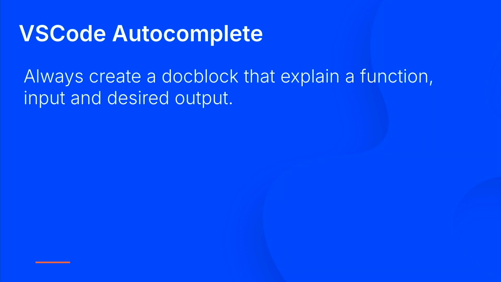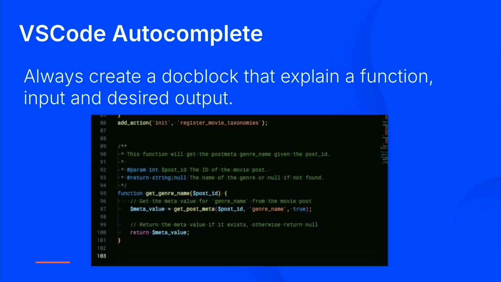So what I do on my end is I create a doc block first to explain the function that I want, the input that I'll be expecting, and then the desired output. An example is: get the genre name, which I expect as a post ID, and then it will create the code for you and then the output.